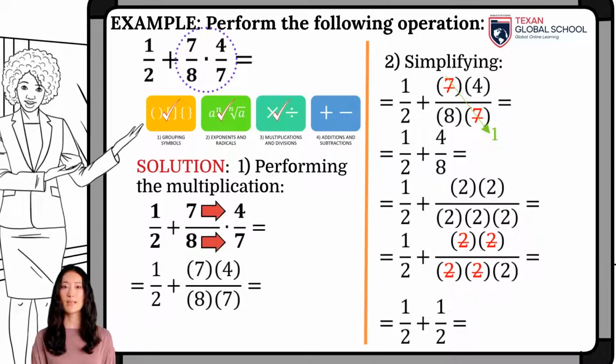Now, we will obtain the prime factors of 4 and 8. In this way, we simplify identical factors. 2 divided by 2 is 1 and, again, 2 divided by 2 is 1. It is important to simplify whenever possible, to avoid complicating the solution process. Finally, we perform the addition of fractions. A half plus a half results in 1.